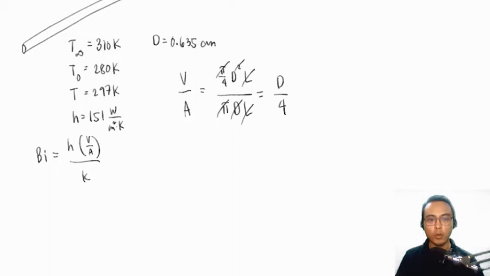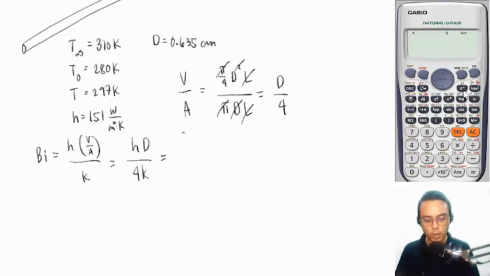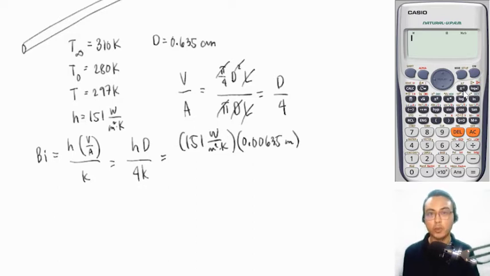Now, you might be wondering, why did I only use the lateral surface area of the cylinder? We have mentioned in the problem that this is a long cylinder, so we are assuming here that the areas on both ends of the cylinder are insignificant. Going back to the Biot number, we now have hD over 4k, substituting 151 watts per square meter per Kelvin, diameter, that is 0.00635 meters. I have converted it to meters so that we will all have standard SI units.